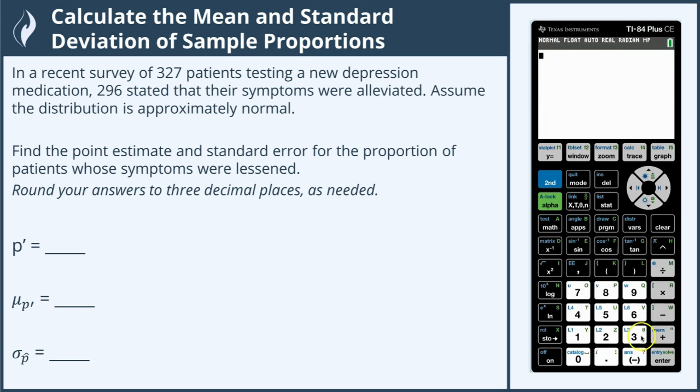To find the point estimate for the proportion, p hat, we're going to divide the number who felt relief, or the number of successes, by the total number. This is where our TI-84 will come into play. Because we need to round this to 3 decimal places, we need a calculator to help us with the decimal approximation.